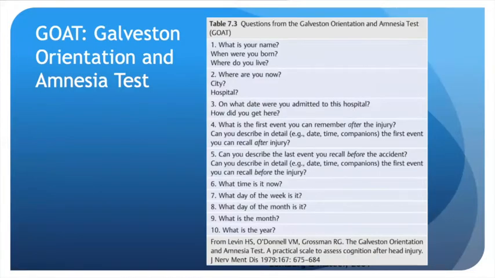Another test that is used oftentimes in traumatic brain injury assessment is the GOAT, the Galveston Orientation and Amnesia Test. So this includes orientation questions. What is your name, where were you born, where do you live, where are you now, what city are you in, what hospital, and what date were you admitted to the hospital. So it's a lot of orientation type questions. And the Galveston Orientation and Amnesia Test is freely available online.